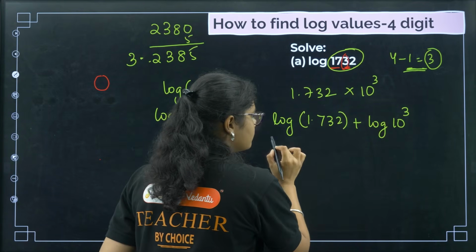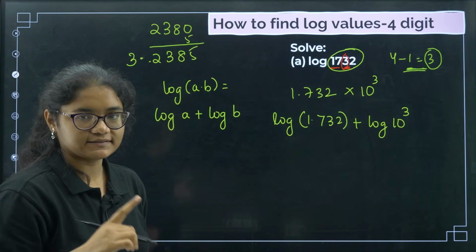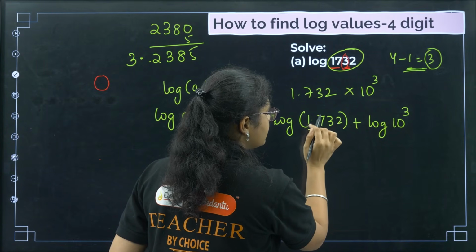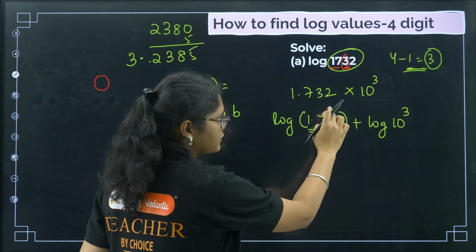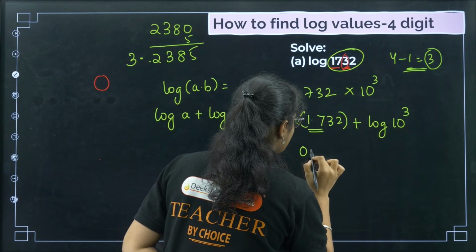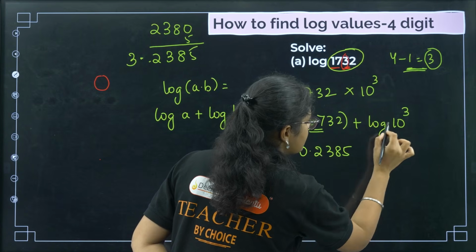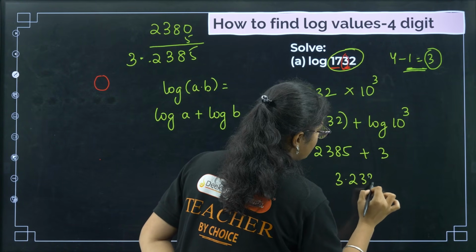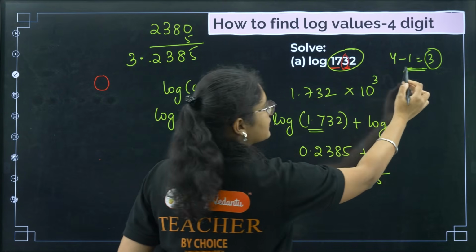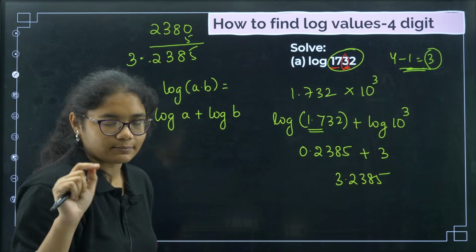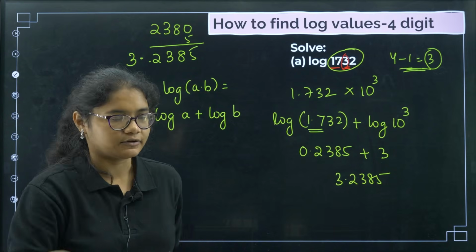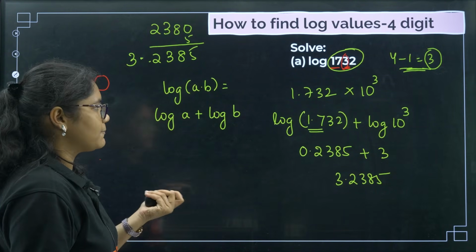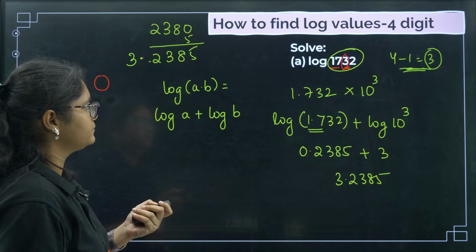Now how will we find log 1.732? Using the same method. First we take 17, the 17th row, the third column, and we get 0.2385, right? Next, log of 10 to the power of x is x, so I'll get 3, so I'll get 3.2385. That is the trick: if there are 4 digits, I subtract 1 from that. 4 minus 1 is 3, so I'll put 3 point something. Clear? Once again I'll tell you.